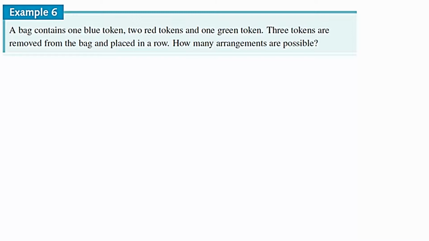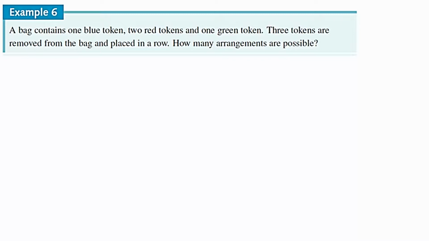What about this one now? Let's go with this one. A bag contains 1 blue token, 2 red tokens, and 1 green token. So just think about it: 1 blue, 2 reds, 1 green. 3 tokens are removed from the bag and placed in a row. How many arrangements are possible?